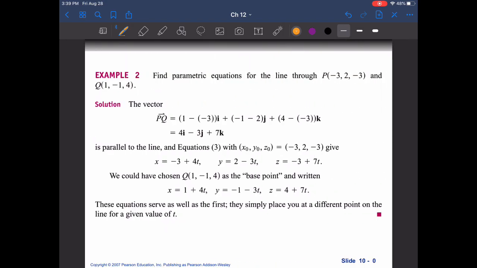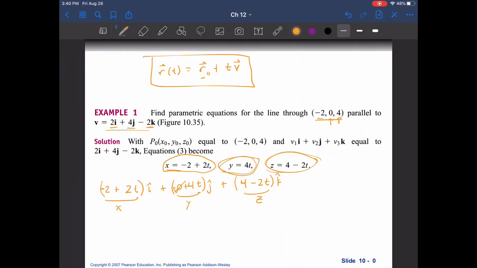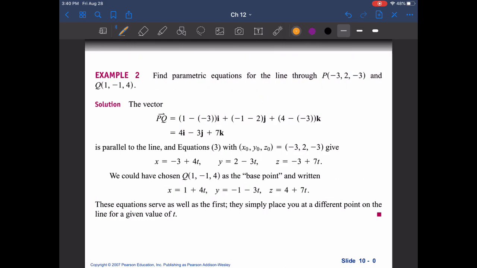All right, this one asks you to find parametric equations for the line through P and Q. Now this time it's a little different because they're not giving you, like they did here, a point and then a vector that is parallel to the line. Here they're giving us 2 points. Well, the good news is we can use those 2 points to come up with a vector that points between them. And that's what we're doing right here.